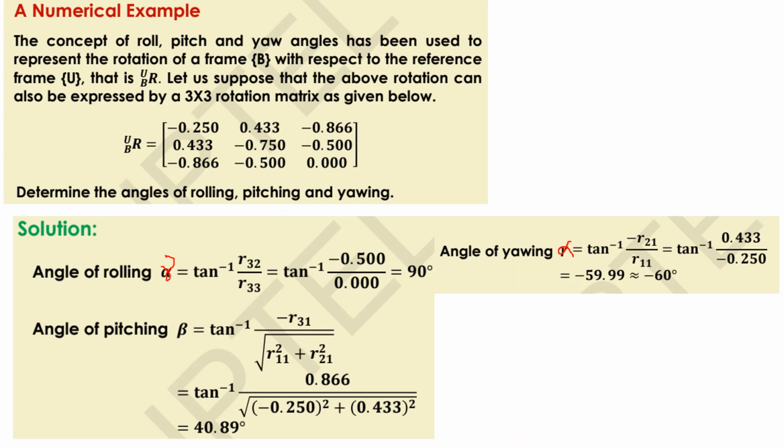Okay, next one is one numerical example. This is given to you. The final orientation or rotation matrix is given to you, so you have to compare with it. You should know the formula. Already we have derived what gamma, alpha, and beta are, so just substitute and we can get the angles. Okay, so this is with the fixed angles.